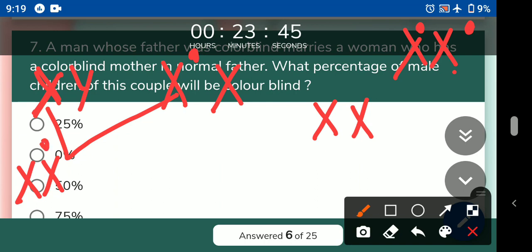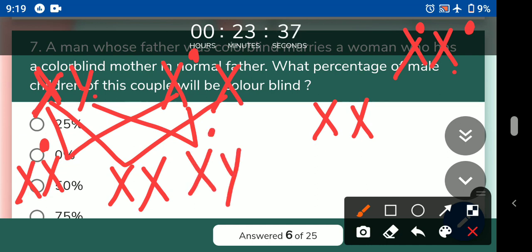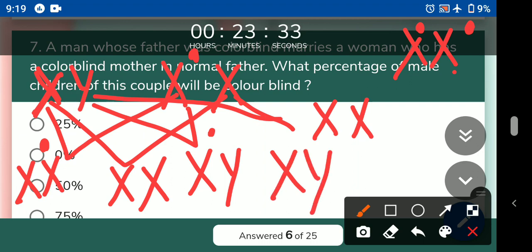One of the daughters will be a carrier, one of the daughters will be normal, one of the sons will be colorblind, and one of the sons will be normal. Now the question is, what percentage of male children of this couple will be colorblind?